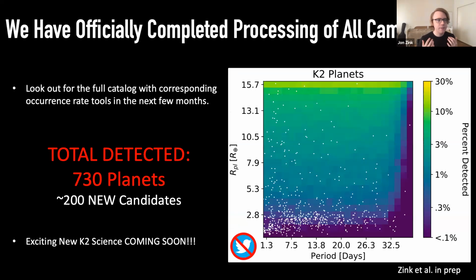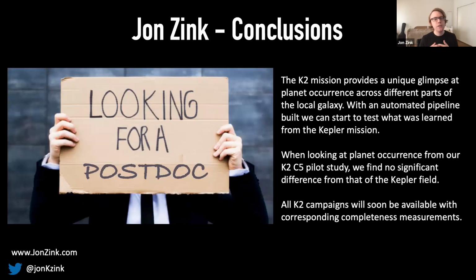And I wanted to announce that we've now officially completed processing all of our K2 campaigns. So we now have all of the campaigns, not just C5, done. And what we found is we have 730 planets with about 200 new candidates detected using this pipeline. So there's a lot of great new K2 science that's going to be coming soon, so keep your eyes out for that. There's really a lot of great work to be done expanding the exoplanet demographics, including K2 into our models. And with that, I will leave up my conclusions.